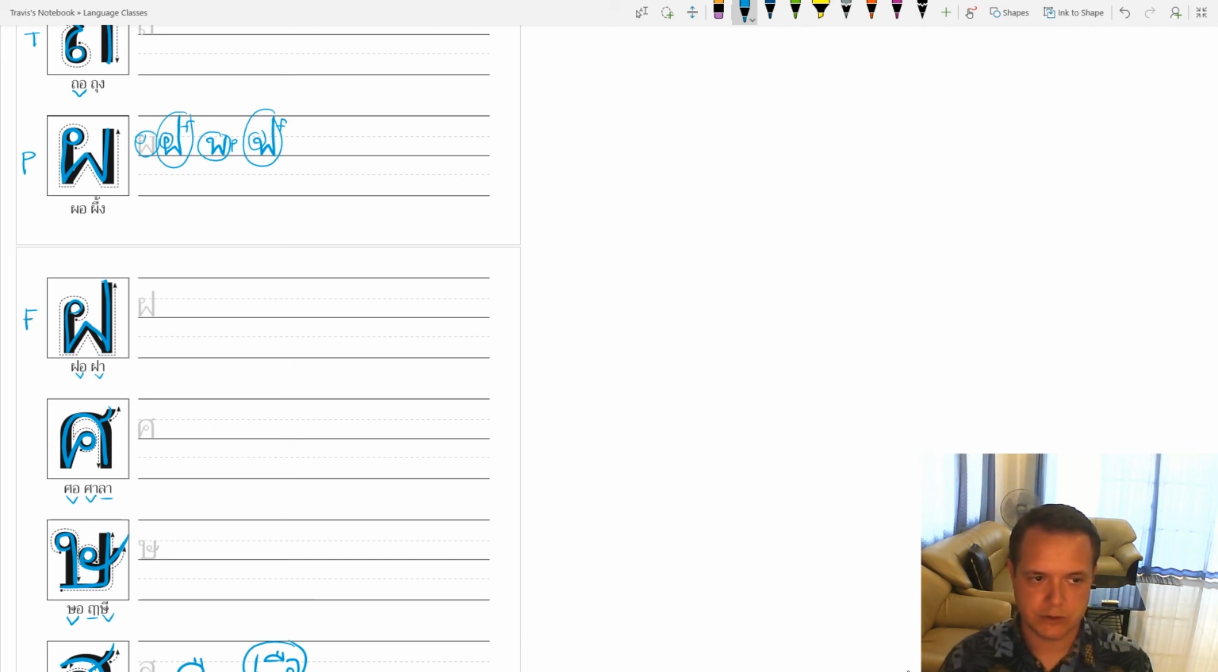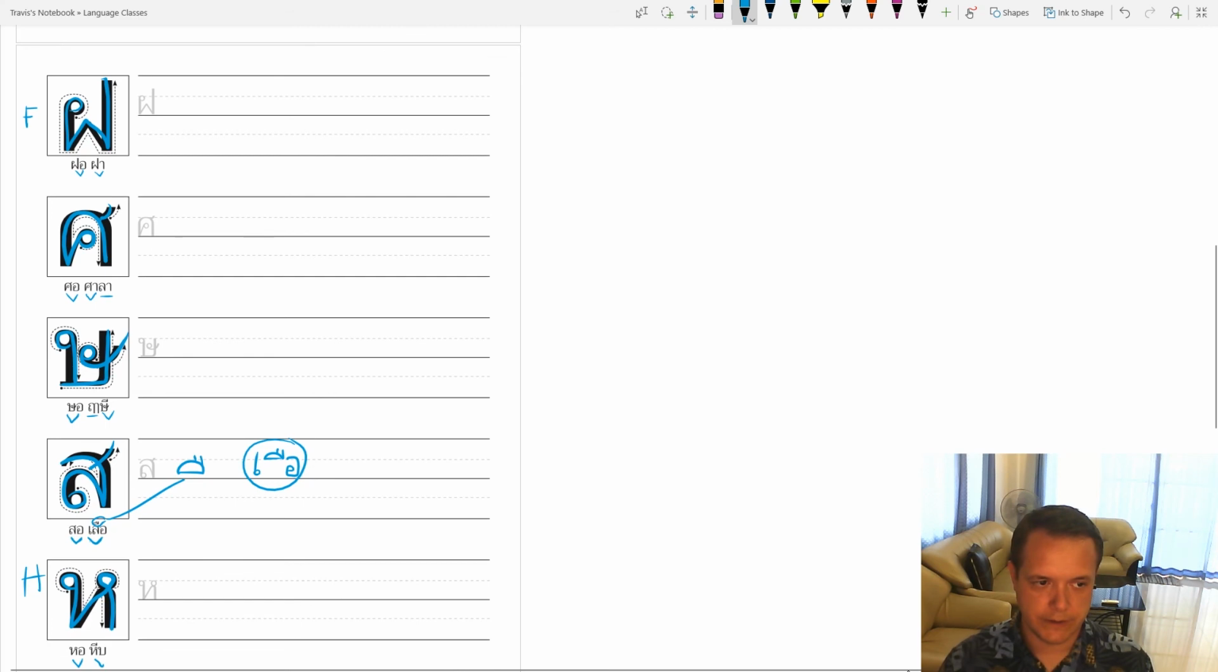As a reminder, the short W looking characters are pronounced as P's. The ones with the taller tail on the right hand side here are pronounced as F's. Then we have three S's in a row, saw sa la, saw ru si, and finally saw sua.